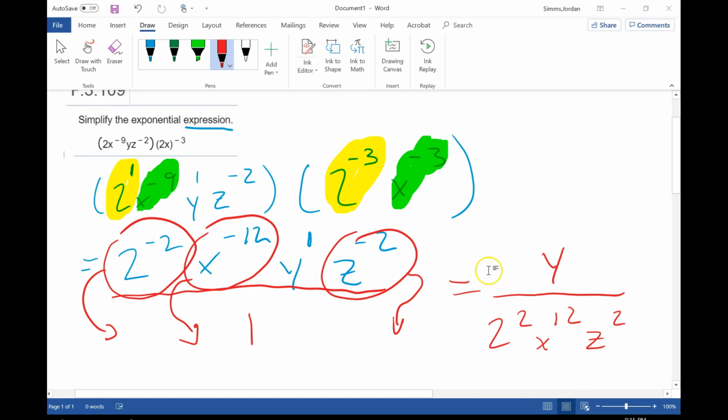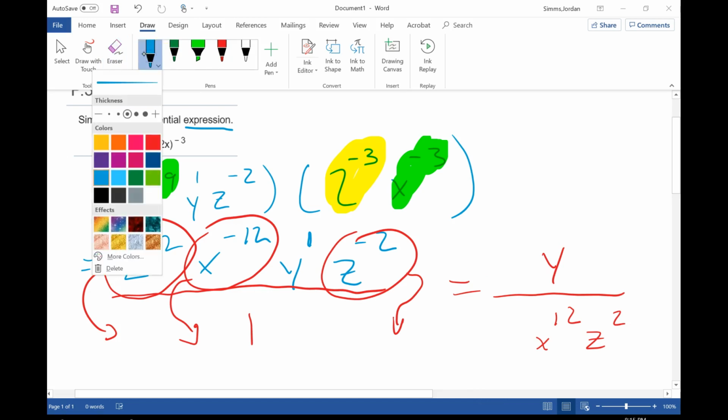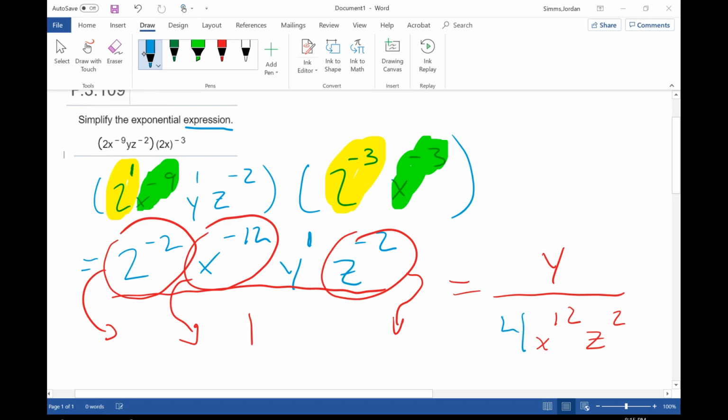After that, we can just take a moment. 2 squared is 4, so we should be classy about that, and we'll evaluate that right there. There we go, buddy.